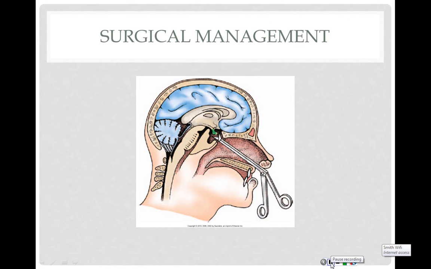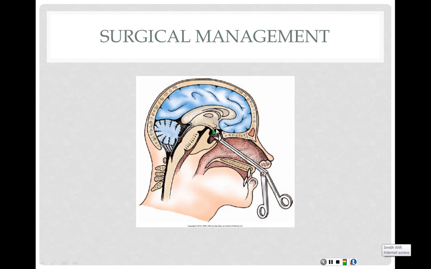So surgical management of hyperpituitarism is removal of the pituitary gland. And so this procedure is demonstrating a transsphenoidal hypophysectomy. And so with the transsphenoidal approach, an incision is made above the upper lip, as you see here, and the pituitary gland is removed through the sphenoid sinuses.